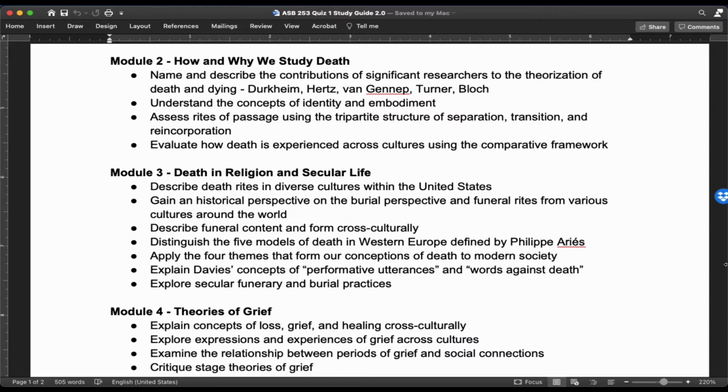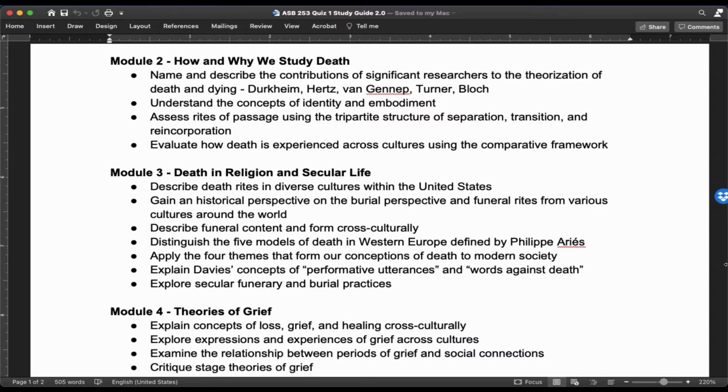Van Gennep was another one of these early theoreticians, and I'm giving you a big winky face here because this would be a really important person to go back and look at, especially his concept of the rites of passage. Very important for the quiz to go back and look at what rites of passage are. I would expect you to be able to explain to me what the 3 stages are: separation, transition, and reincorporation, and explain how this concept is relevant to the study of death and dying.